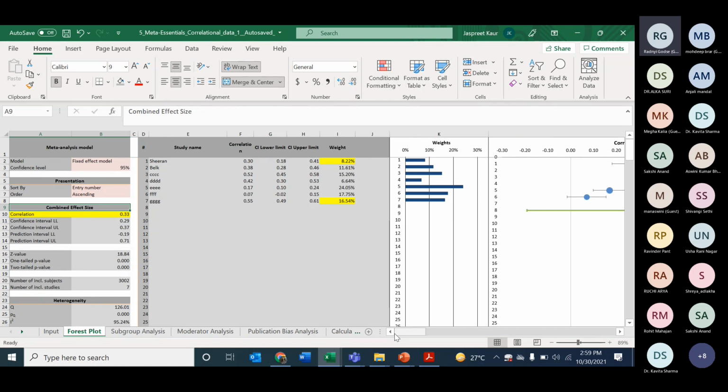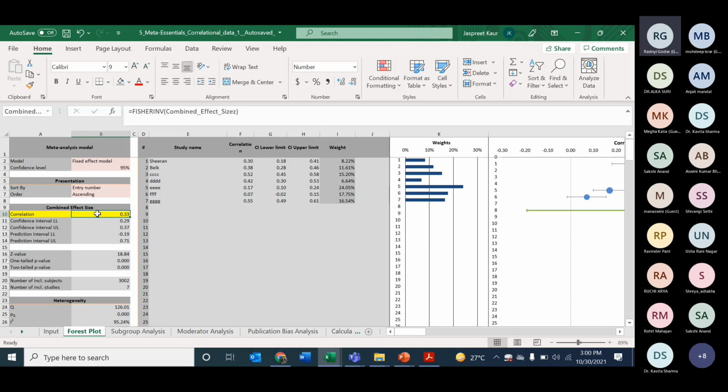So when you go to the forest plot sheet, the first thing that you have to see is the combined effect size. Just give me 1 minute, let me remove the other highlight so that you can see. Now the highlighted point that you see, combined effect size correlation 0.33. This is the consolidated effect size or the consolidated correlation of all the 7 studies taken together. But there are a few more terms that you have to see.